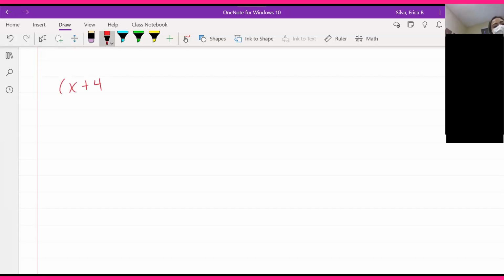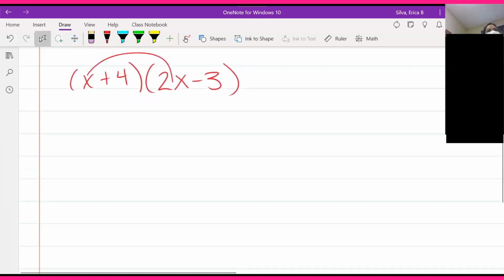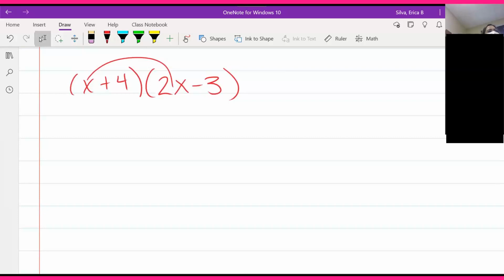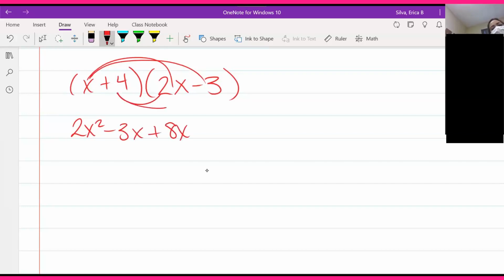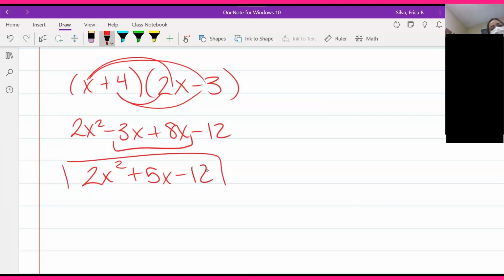Had x plus 4 times 2x minus 3. And if you did your double distributive, you got 2x squared minus 3x plus 8x minus 12. And then you combine like terms. So if you got 2x squared plus 5x minus 12, you are correct.